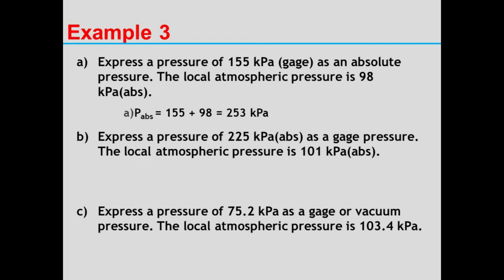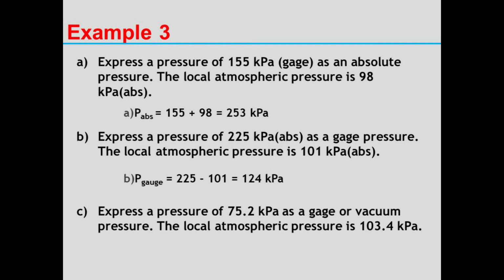Okay, next example. Express a pressure of 225 kilopascal absolute as a gauge pressure. The local atmospheric pressure at the location is 101 kilopascal. Okay, so P absolute equal to P ATM plus P gauge. So P gauge equal to P absolute minus P ATM. P absolute is 225, and P atmosphere is 101. 225 minus 101 equal to 124 kilopascal.